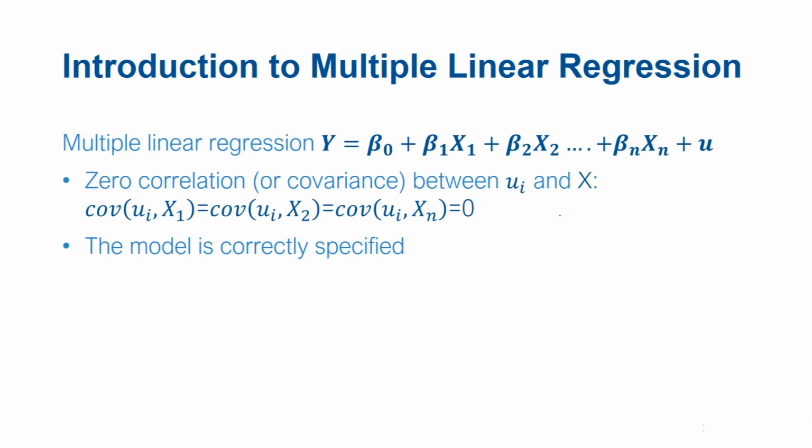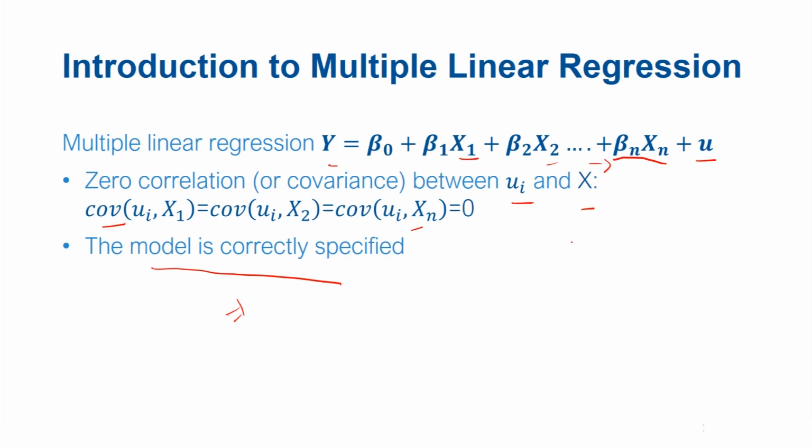Next, another very important assumption is that mu i is independent of the x's. That means all these independent variables x1, x2 and xn and so on are not correlated with the error terms. That means the correlation or covariance between mu i and x1, mu i and x2 and so on up to mu i and xn equals 0. And please also note, the assumption is that the model is correctly specified. That means all the relevant influences, that is independent variables xi's, are incorporated in the model. There is no important variable or factor that is influencing y that is left out.